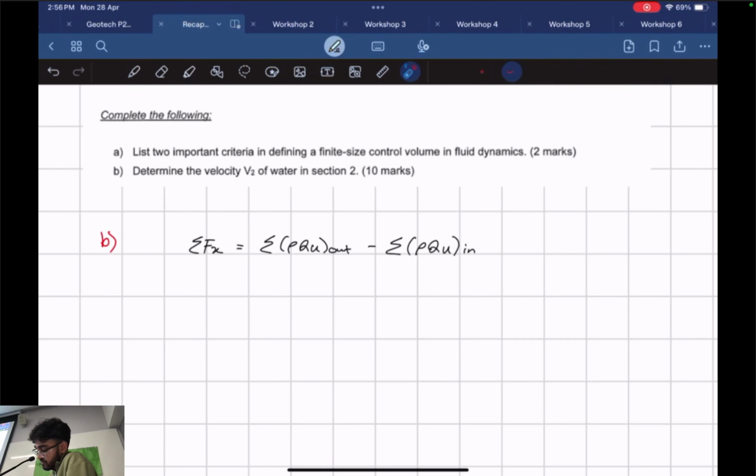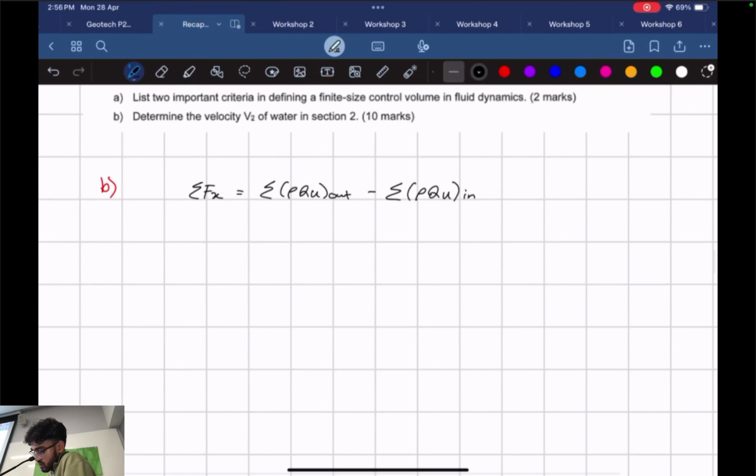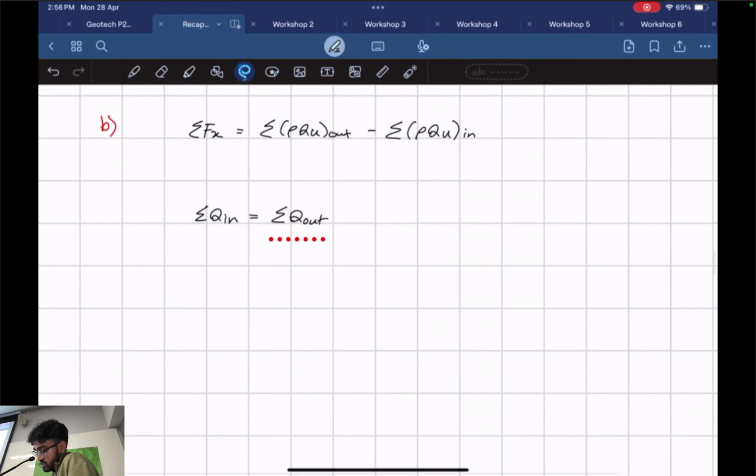So our momentum uses this formula, right? Is it true that our Q in is equal to our sum of Q out? In this case, yes, because we're in a steady state, so the flows in and out have to be equal. So what I'm going to do firstly is use this equation.